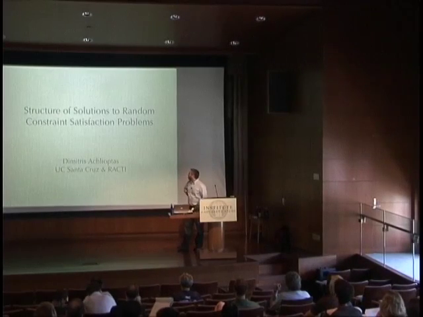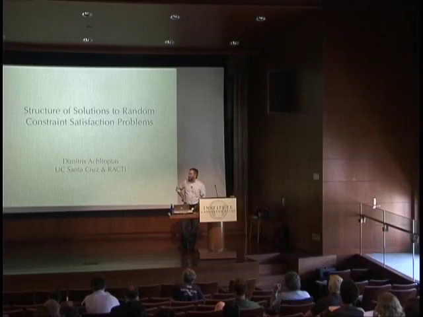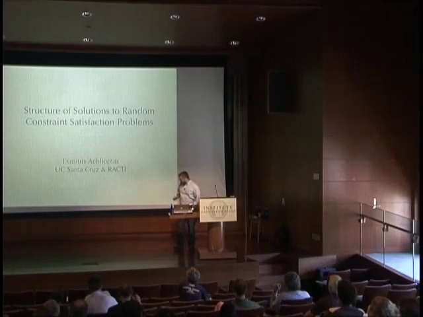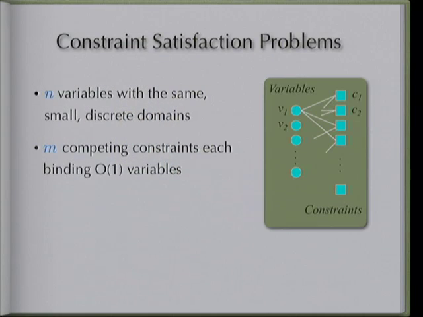I will talk about the structure of solutions to pseudo-random constraint satisfaction problems. So let me start by defining what I mean by a constraint satisfaction problem. Throughout the talk, we're going to be looking into problems where we have n variables, all of which have the same small discrete domains. So oftentimes this domain is going to be just two values. And upon these variables, there's m constraints that are acting.